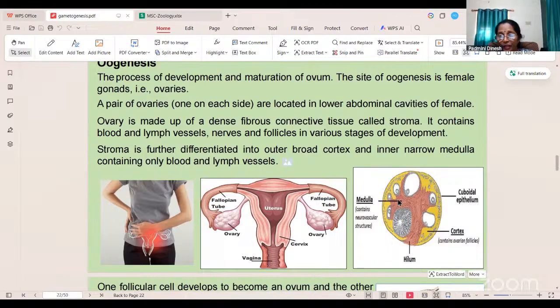What are these follicles? Now, if you can see, this is a smaller follicle. This is a matured primary oocyte over there. This is a developing oocyte over there. So various stages are found over there, in the follicles of various stages, and the ovary is further divided into outer cortex and middle medulla over there.